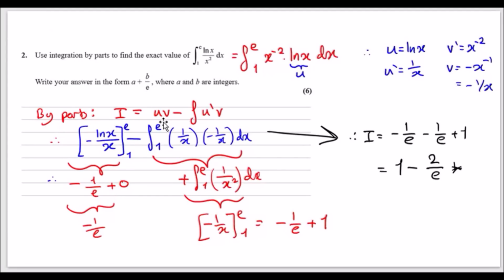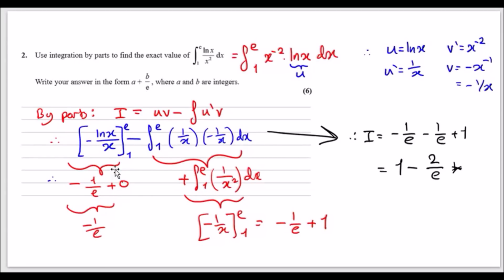Now using the formula uv, multiplying u with v, we get ln x times minus 1 over x, which can be written in this form. And then you just plug in the limits 1 to e, minus, and then using u prime v, where u prime is 1 over x and v is minus 1 over x, plug it in and simplify this, you should get a positive 1 over x squared. And that's it, guys. This is just easy steps now.